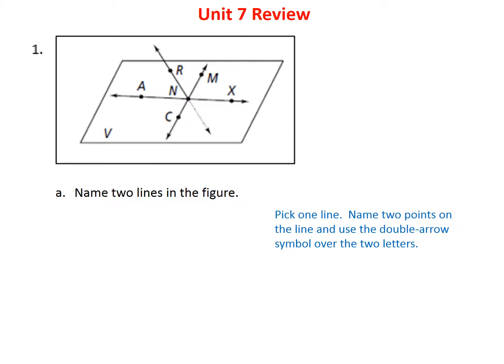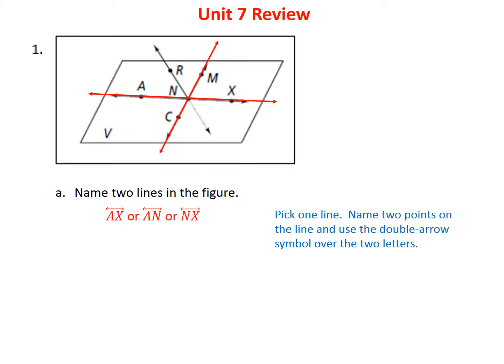All we have to do is pick one line and name any 2 points on that line and then use the double arrow symbol over the 2 letters. You'll notice it doesn't matter which direction the letters are written because the line goes both directions. So for example, if I pick this line, it has the letters A, N, and X. So I can pick any 2 of those letters. So I could put AX, I could do AN, I could do NX, and I could also turn them all around and have XA, NA, and XN.